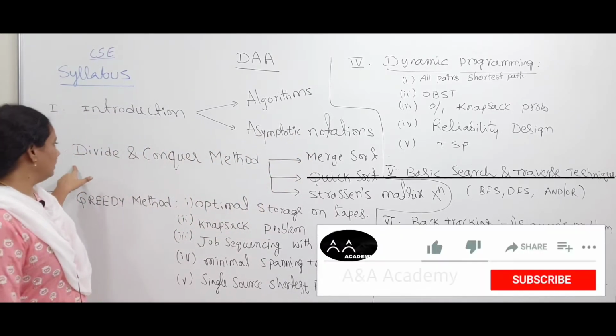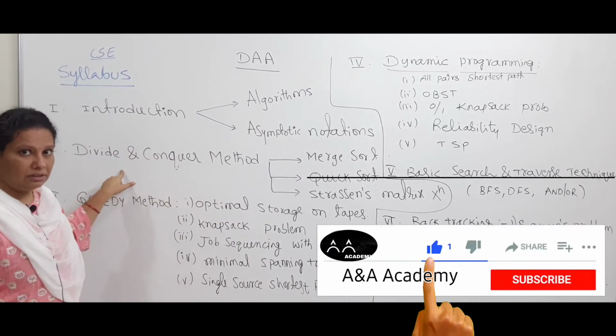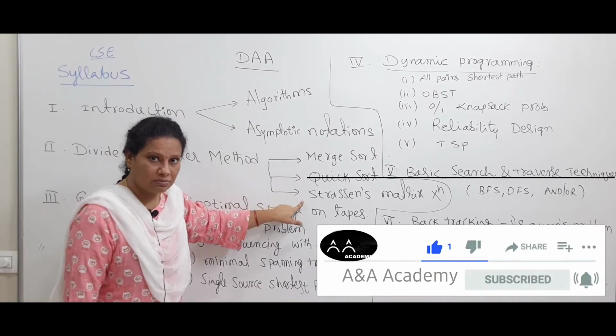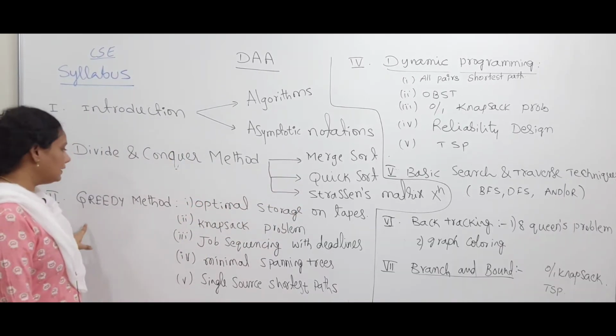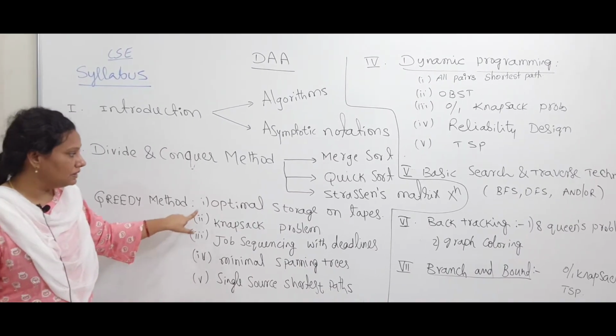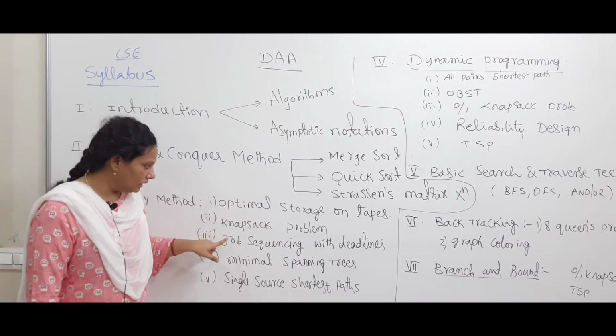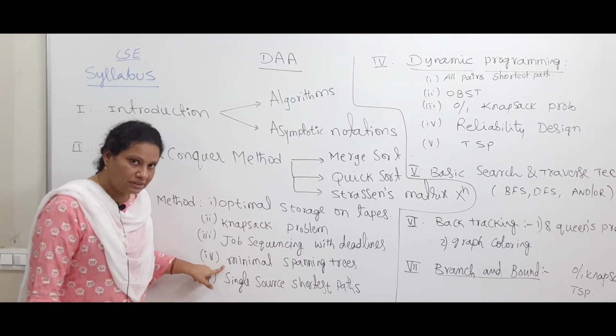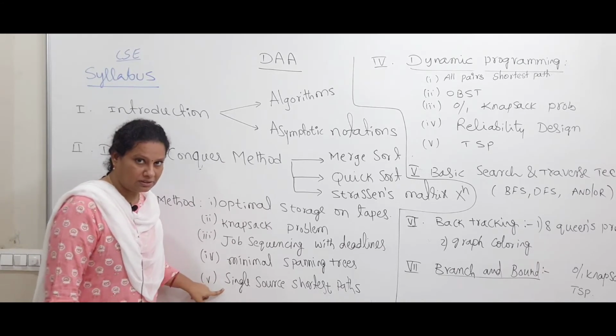The second one is divide and conquer method. In this method, the topics are merge sort, quick sort, Strassen's matrix multiplication. Third method is greedy method. In this greedy method, the topics covered are optimal storage on tapes, knapsack problem, job sequencing with deadlines, minimal spanning tree, single source shortest path.